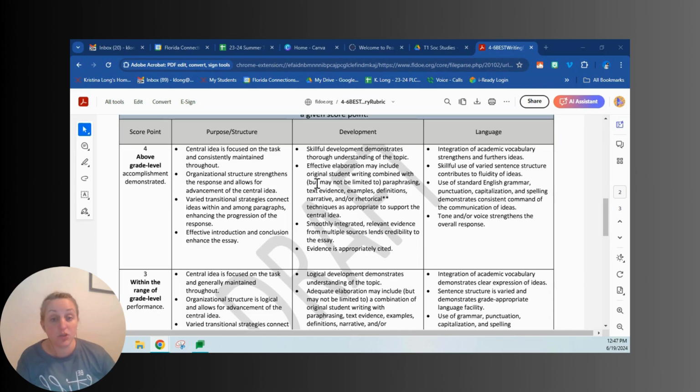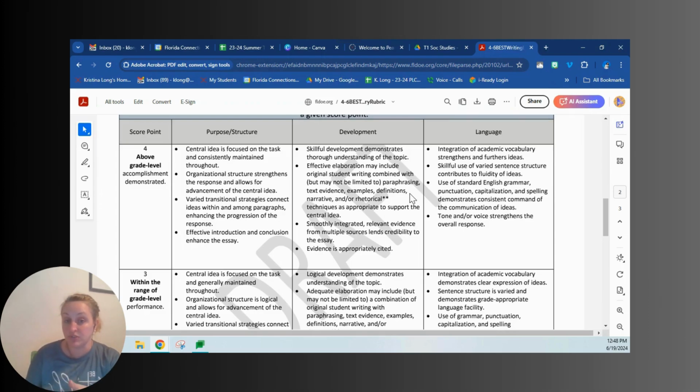Effective elaboration may include original student writing combined with, but may not be limited to, paraphrasing, text evidence, examples, definitions, narrative, or rhetorical techniques as appropriate to the support of the central idea. So let me just go over some of these. Paraphrasing would be paraphrasing the text itself. Text evidence is like a direct quote. Examples, so maybe you can give specific examples. Remember, we talked about definitions, where if you're using words or phrases that everybody doesn't understand, maybe you're explaining what those mean, and that's helping to support your idea.